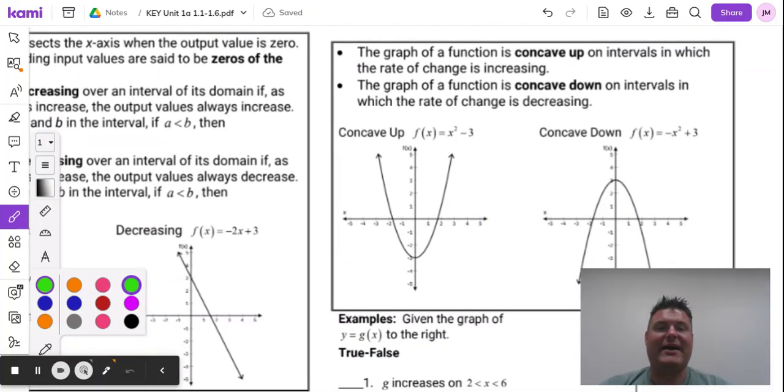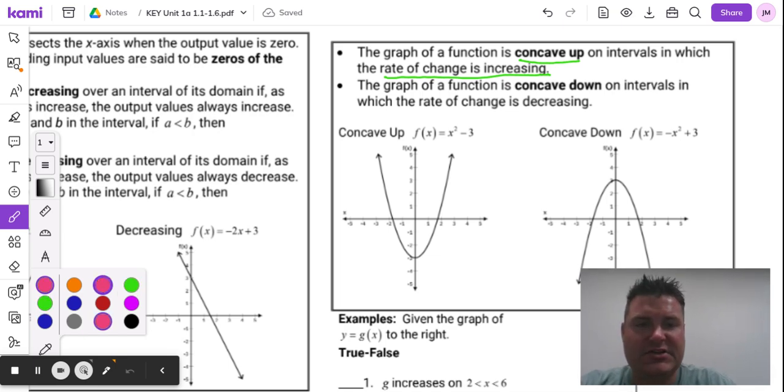Now we're going to talk about concavity. This may or may not be new to you. So, a graph of a function is concave up on the intervals in which the rate of change is increasing. So please know that concave up is when the rate of change is increasing. Concave down is when our rate of change is decreasing. These are two things that you need to absolutely memorize.